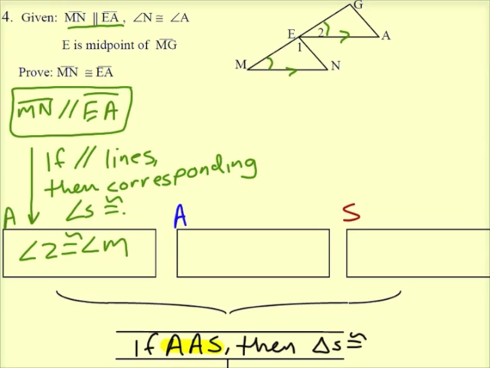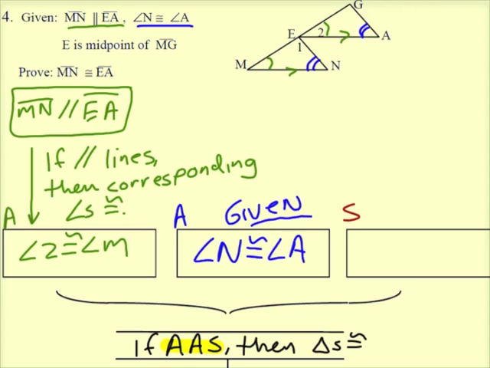Next, we could take a look at the next piece of given information, which says angle N and angle A are congruent. And so that can go in our next box. We need no statement above that box because that was given information. We don't need to explain why it is, because that's just given to us.